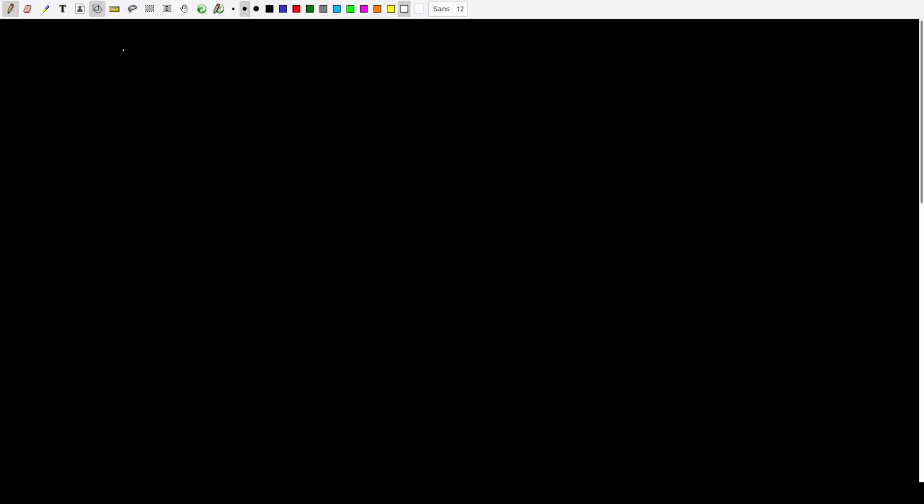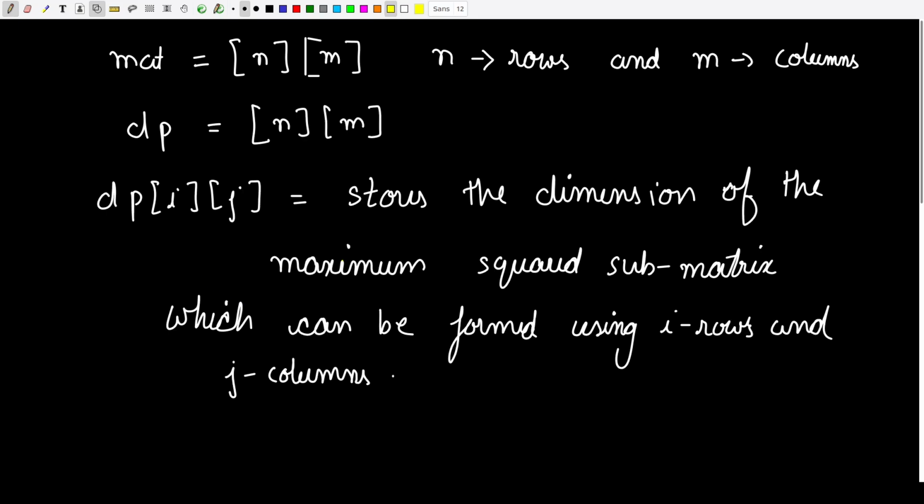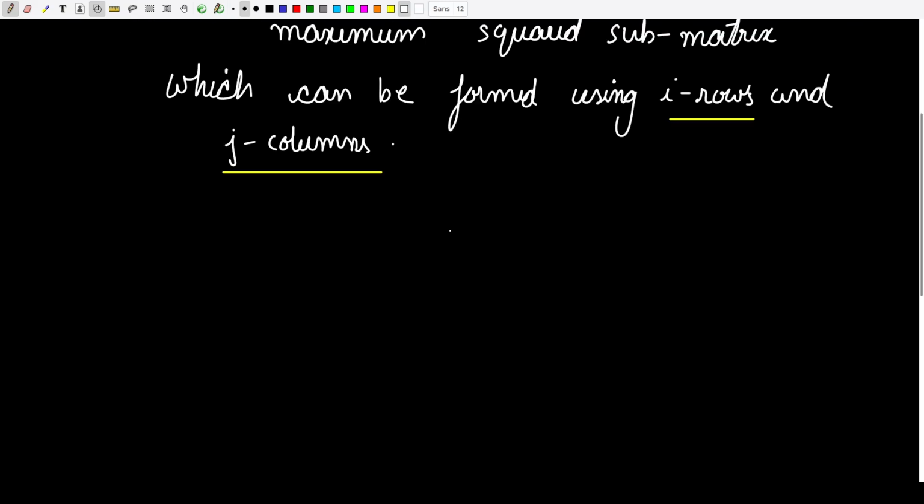So in order to discuss the solution of this problem, let's take a matrix. Let us say a matrix mat is given to us, and the dimension of this matrix is n by m, which is n rows and m columns. We are going to take a DP matrix, a dynamic programming matrix of dimension n by m, and each entry of dp I, j stores the dimension of the maximum squared submatrix which can be formed using I rows and j columns. So this is the info which dp I, j stores. Let us try to understand this a bit more in order to understand our solution.